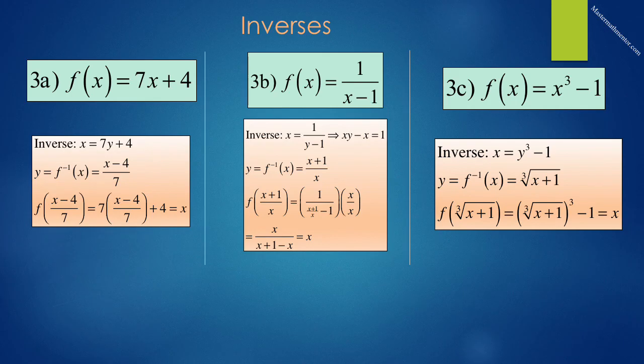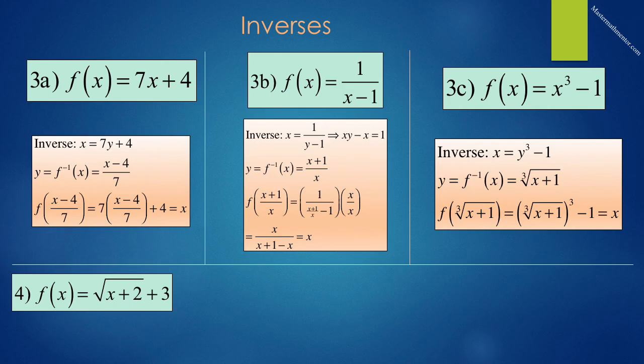In 3c, we have f of x equals x cubed minus 1. So the inverse is x is equal to y cubed minus 1. And therefore y, which is now f inverse of x, is the cube root of (x plus 1). Looking at f of f inverse of x, we get f of the cube root of (x plus 1). So we go back to the original statement, and wherever we see an x, we replace it with the cube root of (x plus 1). And therefore we get the cube root of (x plus 1), cubed, minus 1. And that becomes x plus 1 minus 1, and therefore we get x.